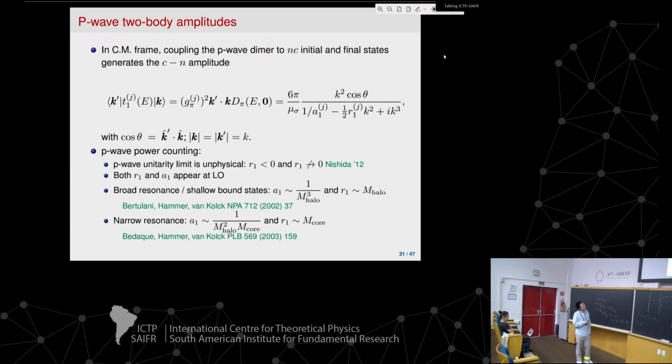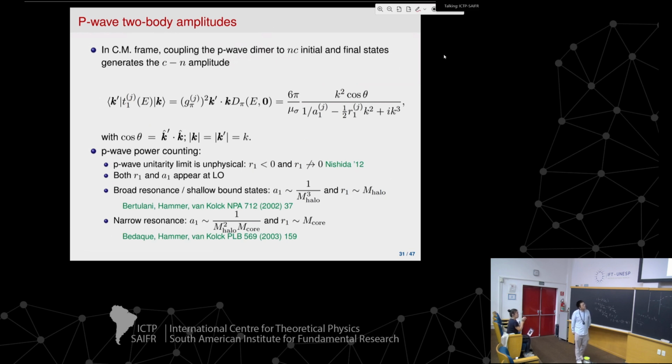So actually for p-wave you don't have a unitary limit, which means that you need both of this A1 and R1 at leading order for p-wave interactions. For S-wave, we already see that A0 appears at leading order and R0 appears at next to leading orders. But for p-wave, it's different. Both parameters need to appear at leading orders.